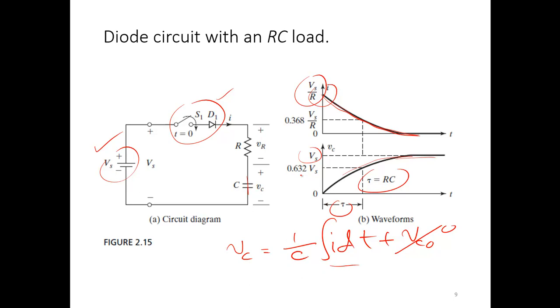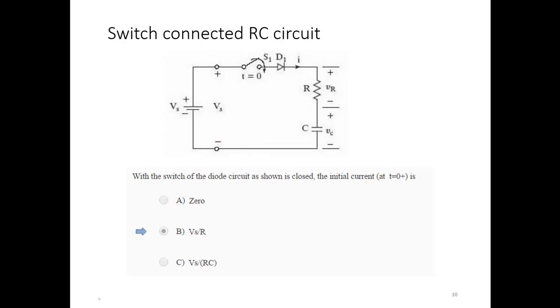The current will be highest at the beginning, the peak current there, and the voltage rises toward its end value. Now we have another card, a switch RC circuit. When you have this circuit, the question asks: when you close the switch, what is the initial current? Obviously the capacitor has no voltage, so the initial current will be Vs by R. That's the right answer.